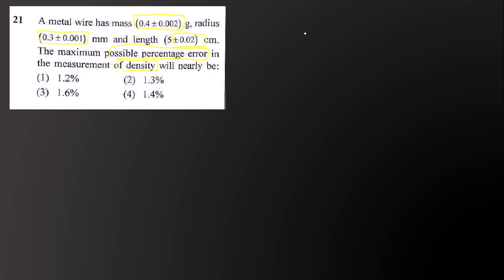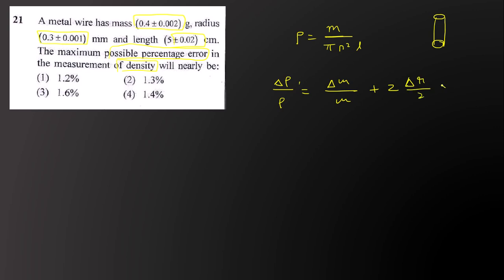Well, first of all, density is the mass divided by the volume. When we talk about the wire, it is nothing but a solid cylinder. So pi r square L. Now if I want to write it in the form of relative error or percentage error, it will be like this: m by m, pi carries no error, so the radius will carry error and the length will also carry error, and we have to multiply at last with 100.